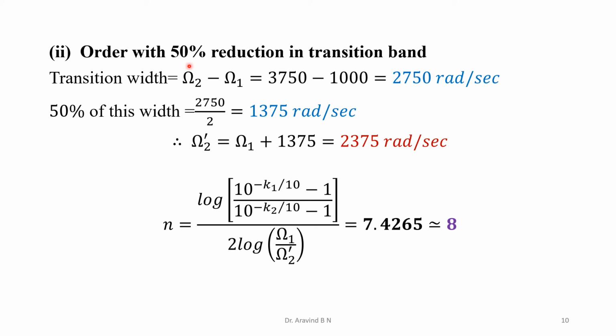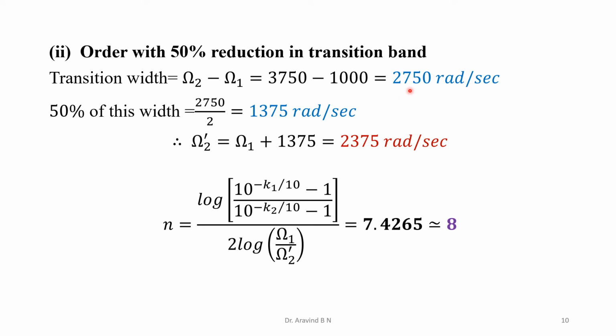That means we are left with only one other frequency, that is, alter the stop band so that we can reduce the transition band by 50%. So let us start the solution. First, identify how much is the transition band. Transition bandwidth is obtained by stop band minus pass band. So substituted and we have got it as 2750 radians per second.